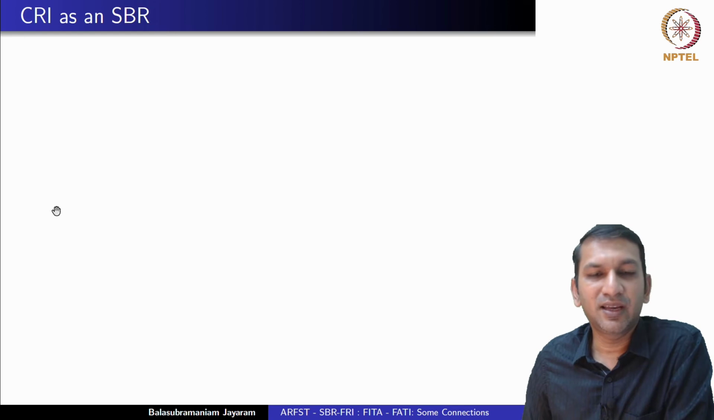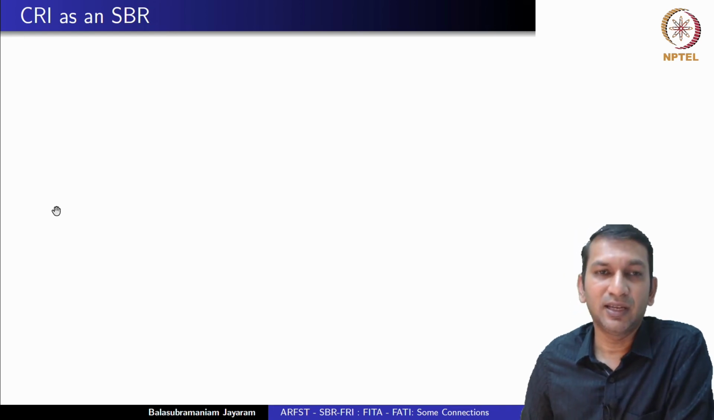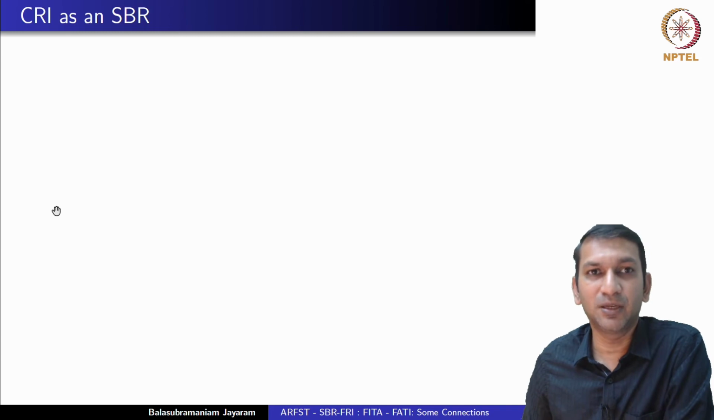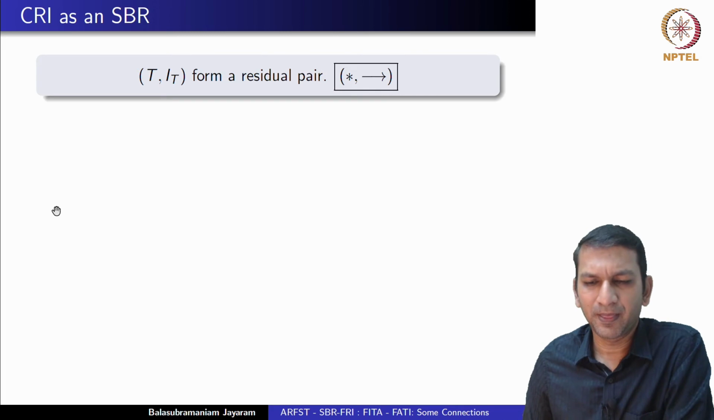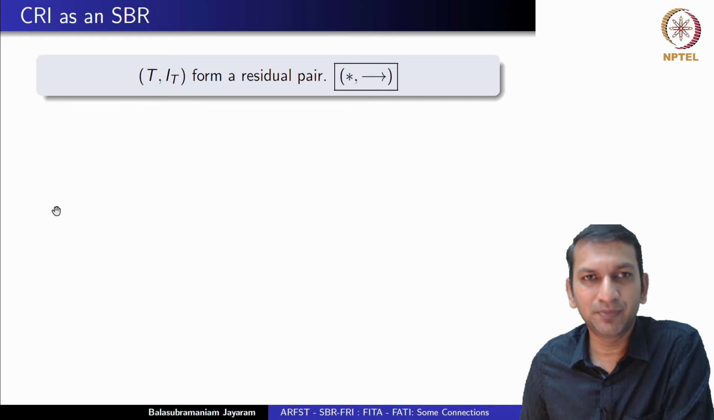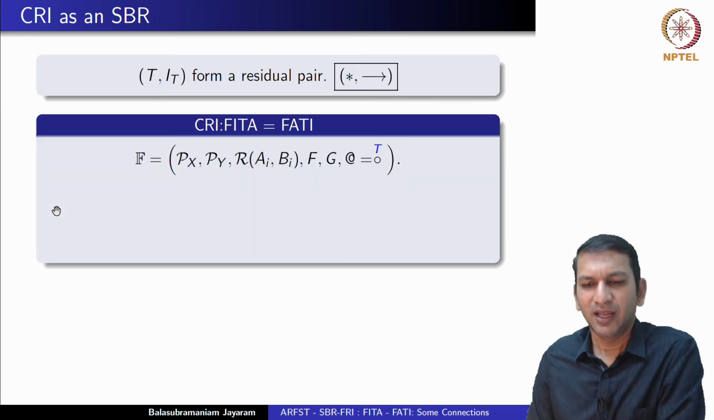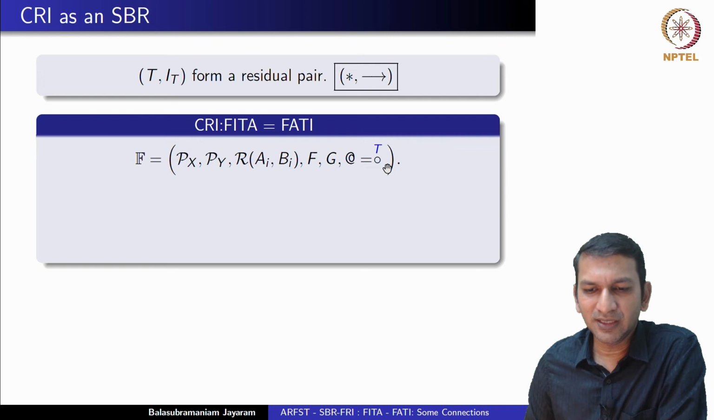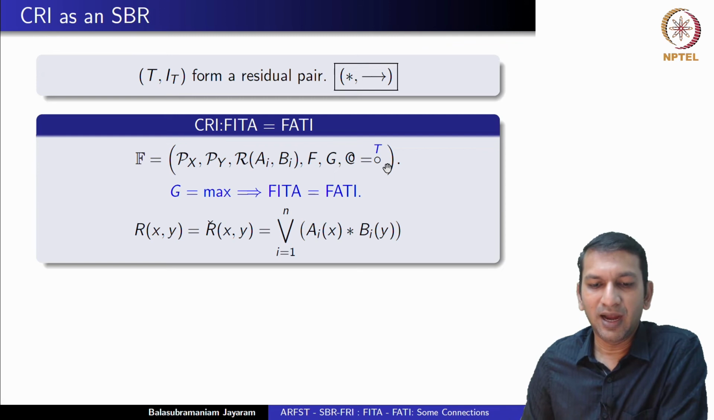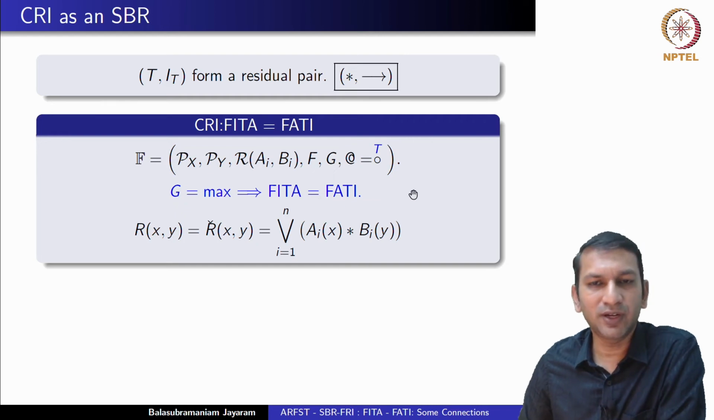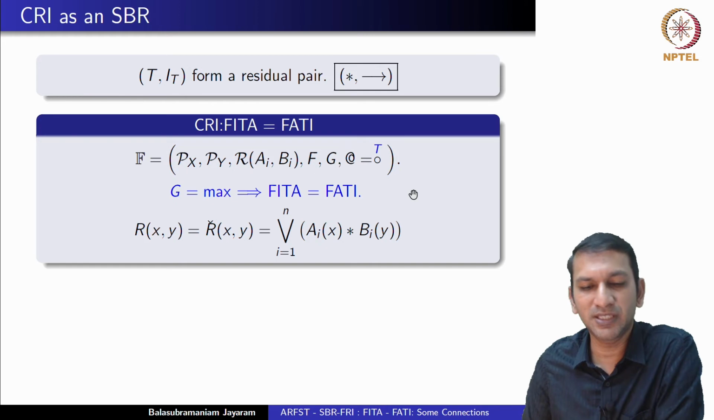Let's try to look at CRI as an SBR. That is, can we look at an FRI, a fuzzy relational inference like this compositional rule of inference, as a similarity based reasoning scheme? Once again, we'll fix the residuated pair. That means the operations are coming from a residuated lattice. We have seen that when we consider a CRI, if G were max, we got FITA equal to FATI. And if we consider for the relation R the R check, where the aggregation is max, clearly FITA will be equal to FATI. The inferences from both the inference strategies will be the same.